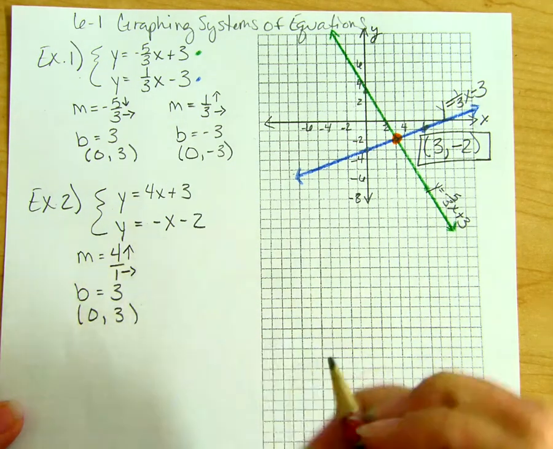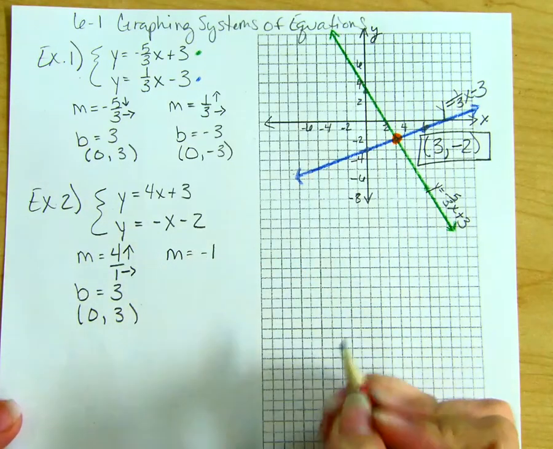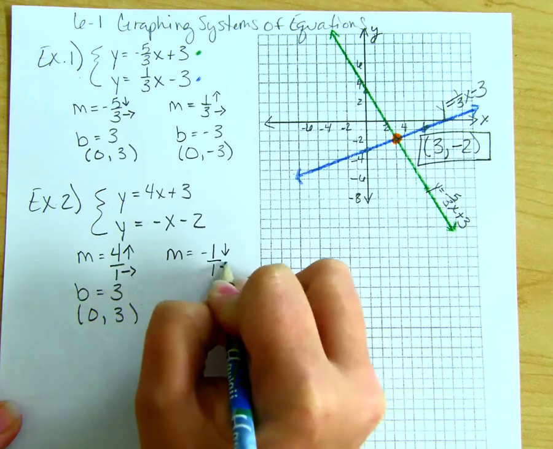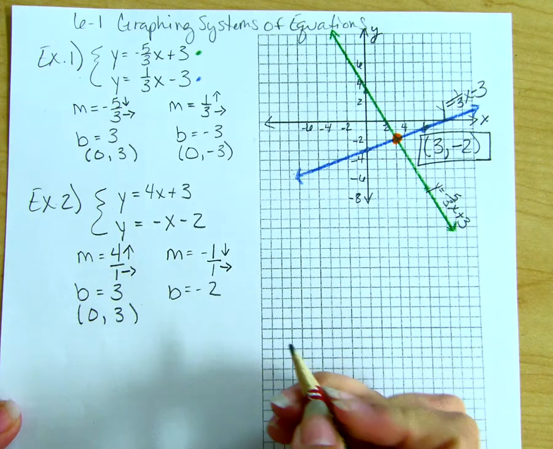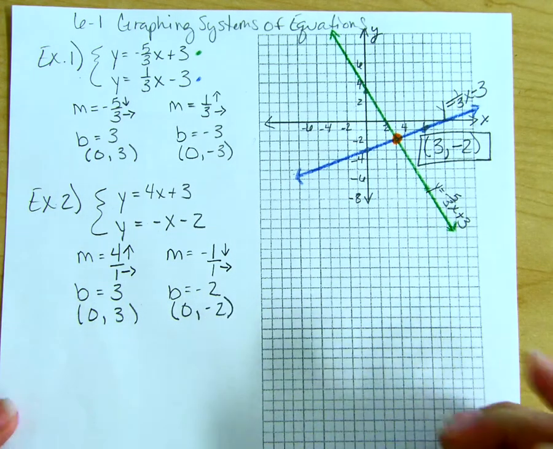Then for the second equation, my slope is a negative 1, which is like the fraction negative 1 over 1, which is I go down 1 to the right 1. My y-intercept is a negative 2. So that's the ordered pair 0, negative 2.